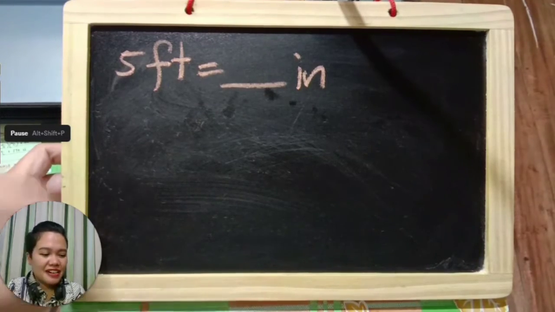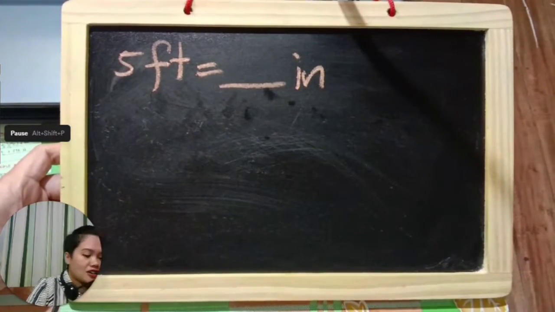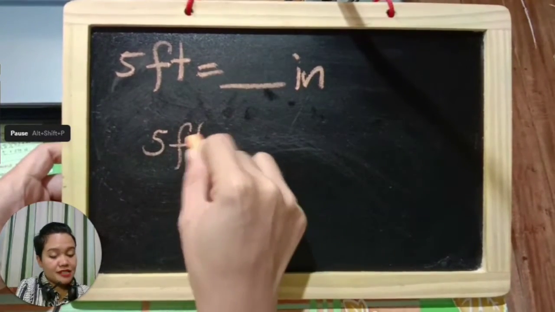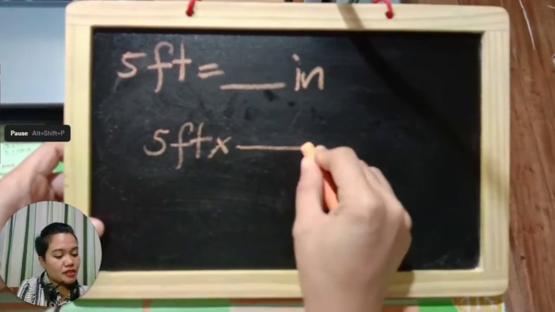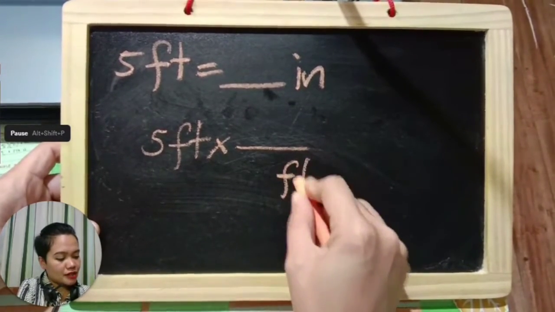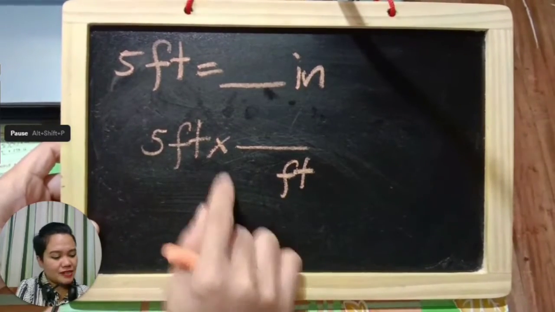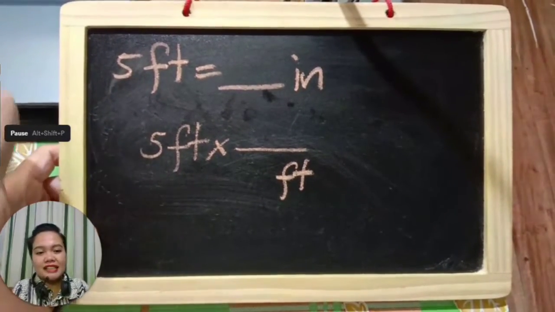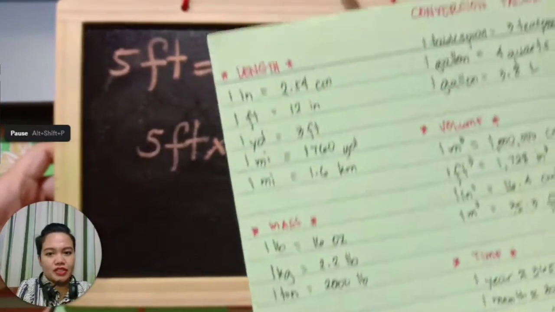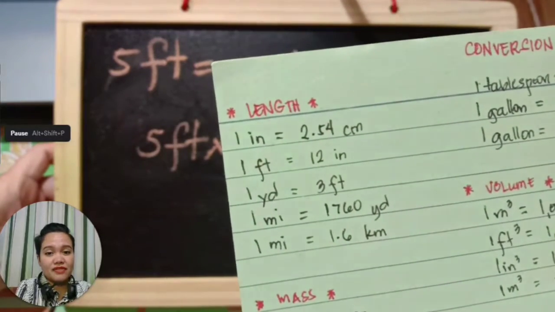Alright, so what we have here is 5 feet and we need to convert that to inches. How long is that in inches? So first you have to write the given, that's 5 feet, and multiply that with the correct conversion factor bearing feet, making sure that feet will be your denominator so that we can cancel that. Now let's look at our chart or list. So we have for length, inch. 1 foot is 12 inches.